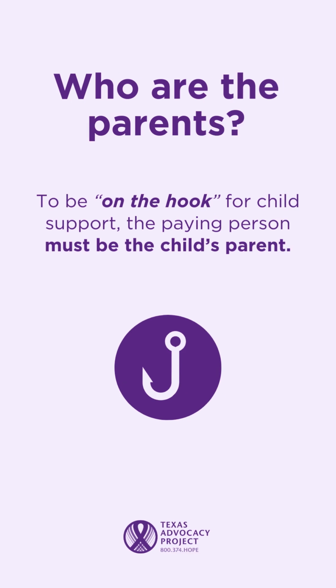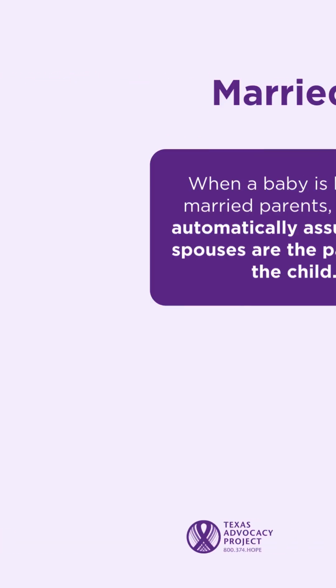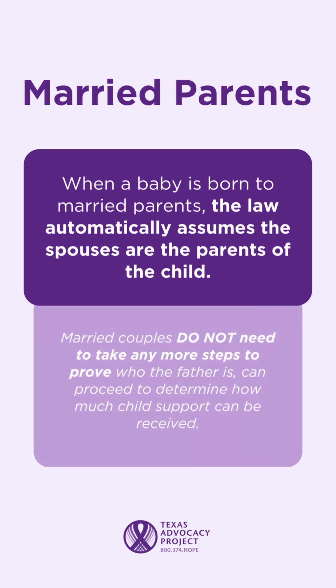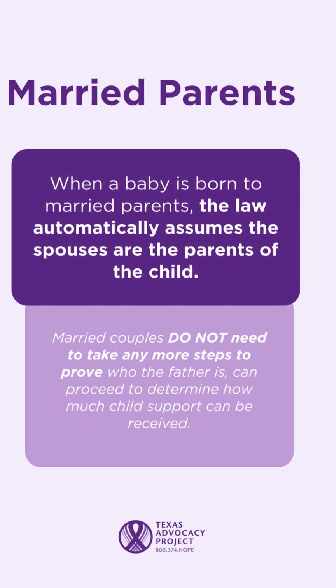To be on the hook for child support, the paying person must be the child's parent. When a baby is born to married parents, the law automatically assumes the spouses are the parents of the child. Married couples do not need to take any more steps to prove who is the father, and they can move on to determining how much child support can be received.